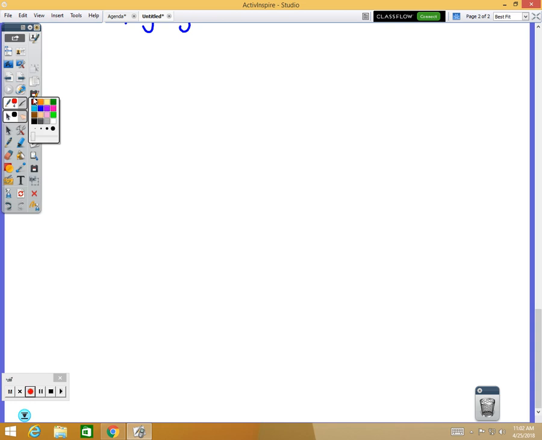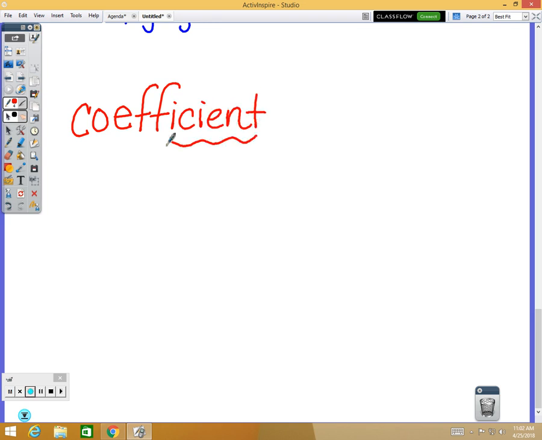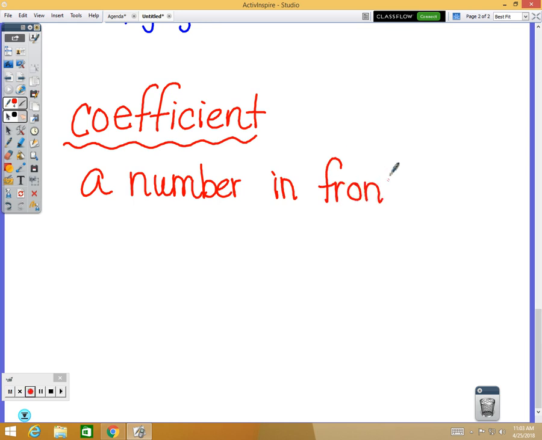So a coefficient, what does the prefix co mean? Together, okay? Like a co-worker, someone you work with. So a coefficient is a number that's working with a letter, okay? A number in front of a variable. A coefficient is a number that comes in front of a variable.